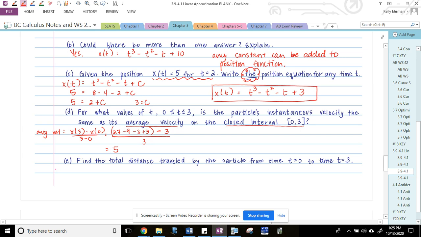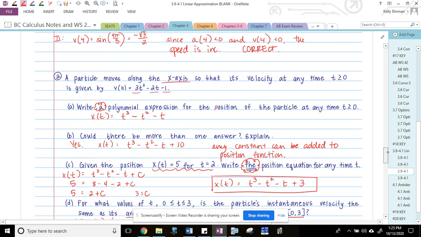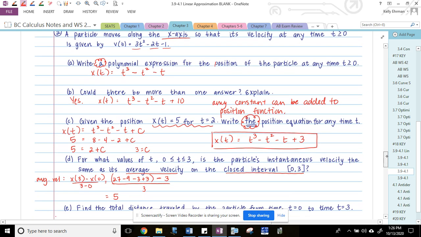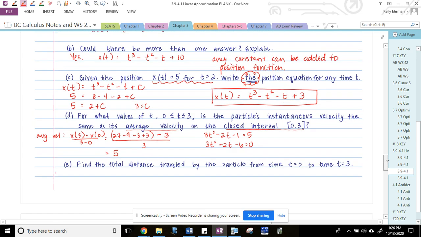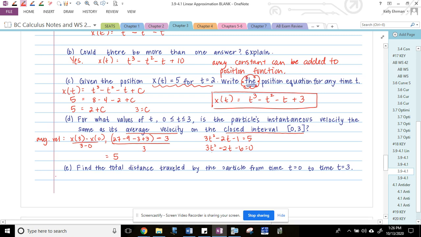Now I need to know, for what values of t is the instantaneous velocity equal to 5? So I go back to my velocity equation, wherever it went, there it is, and set it equal to 5. 3t squared minus 2t minus 1 equals 5. Get this equal to 0. We might try a little bit to factor it, but you should quickly find out that it does not factor, but it's quadratic, so we can solve using the quadratic formula.